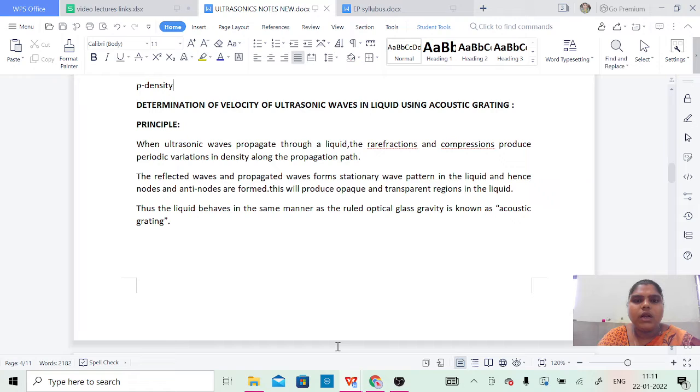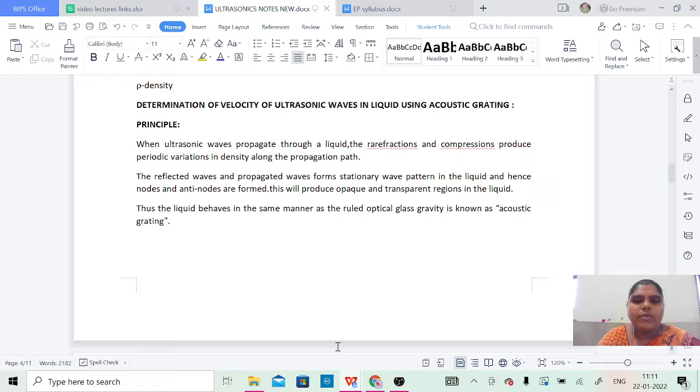So, whenever ultrasonic waves are propagated through a liquid, the compressions and rarefactions produce periodic variation in the density along the path of propagation. The reflected waves and propagated waves form a stationary wave pattern in the liquid, and hence nodes and antinodes are formed. This produces opaque and transparent regions in the liquid due to the nodes and antinodes.